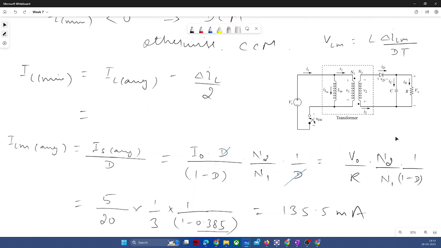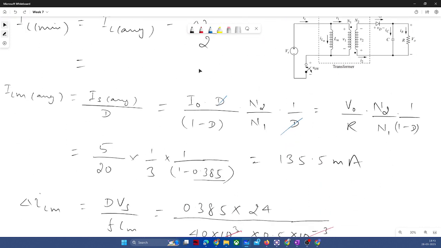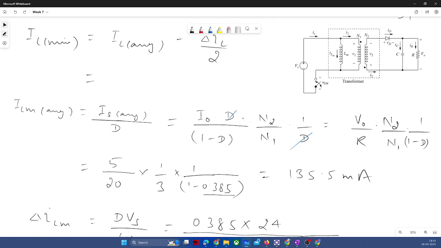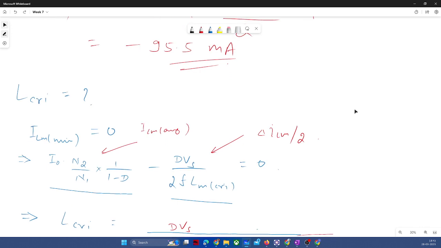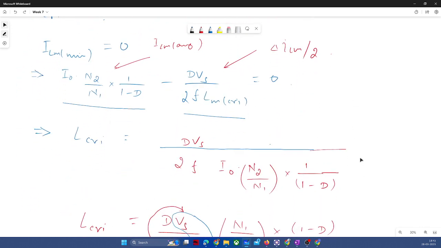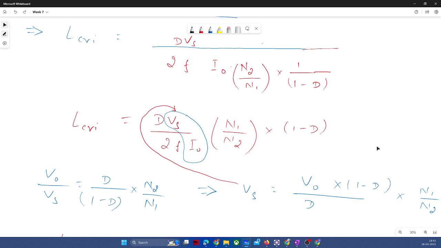Okay, so I think you just see it at your own and let me know if there is any issue. I naught into D by 1 minus D. So yeah, I naught into N2 by N1 divided by 1 minus D. So I naught into, yeah, it is fine. Now L critical AD Vs. Here also it is fine.